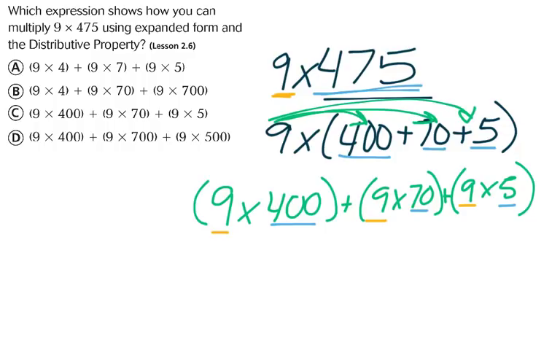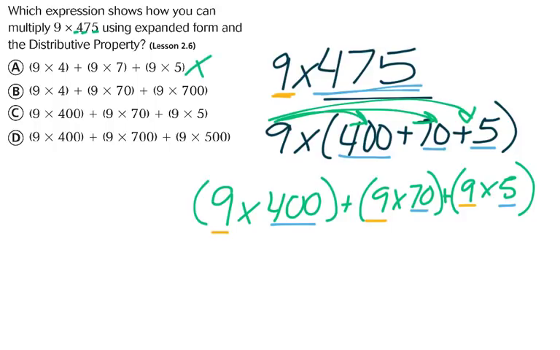So when I look at my possible answers, A shows me 9 times 4, 9 times 7, 9 times 5. You might think that would be the answer because you see a 4, 7, and a 5 here, but think about place value. That 4 is in the hundreds place, not in the ones, and that 7 is in the tens place, not in the ones. So that can't be our answer.